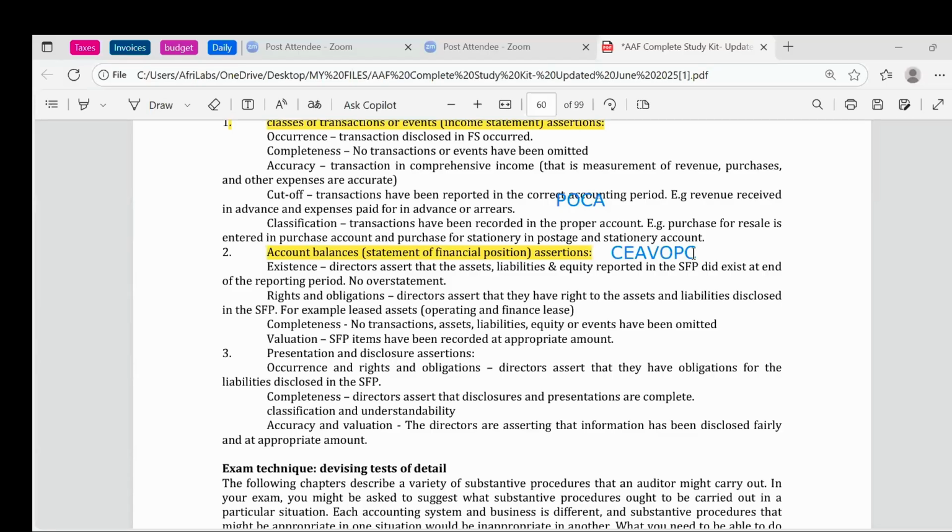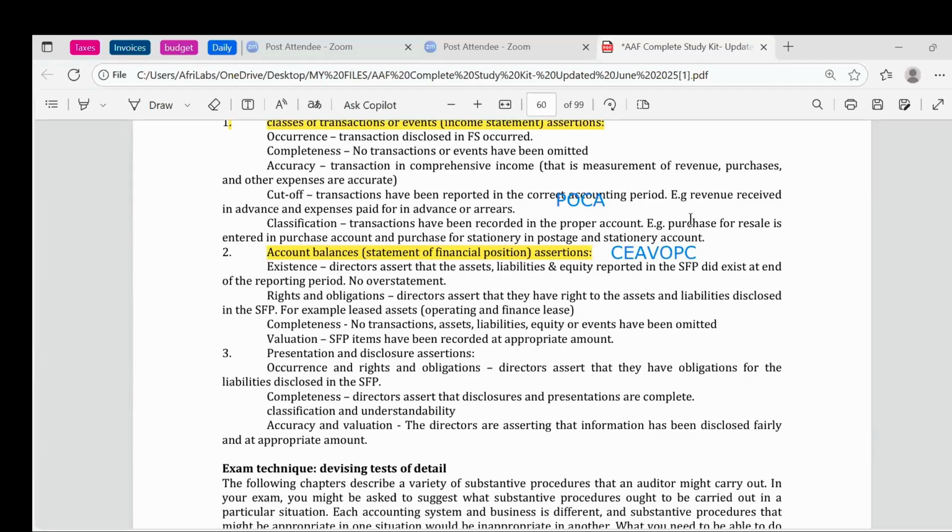Okay. Now the last C is also cutoff. Cutoff is more applicable in your income statements. Now this is where students find it difficult. You see this CVOP, everything from your income statement comes out from your CVOP. Do you understand me? So I'm going to ask you.